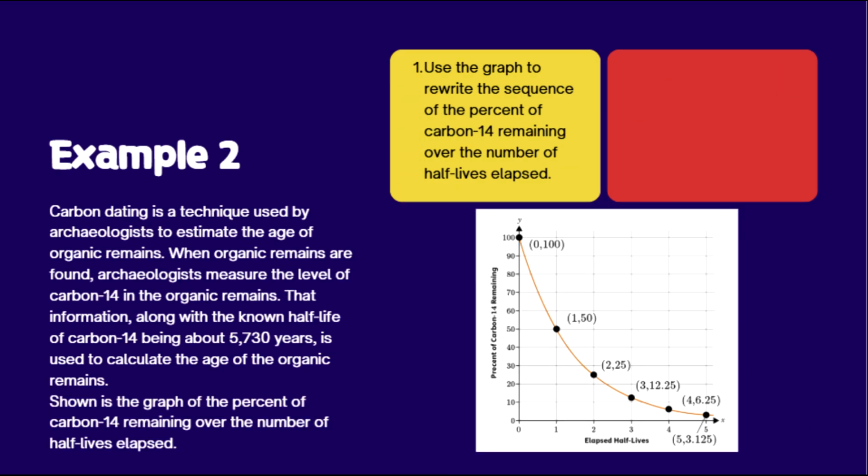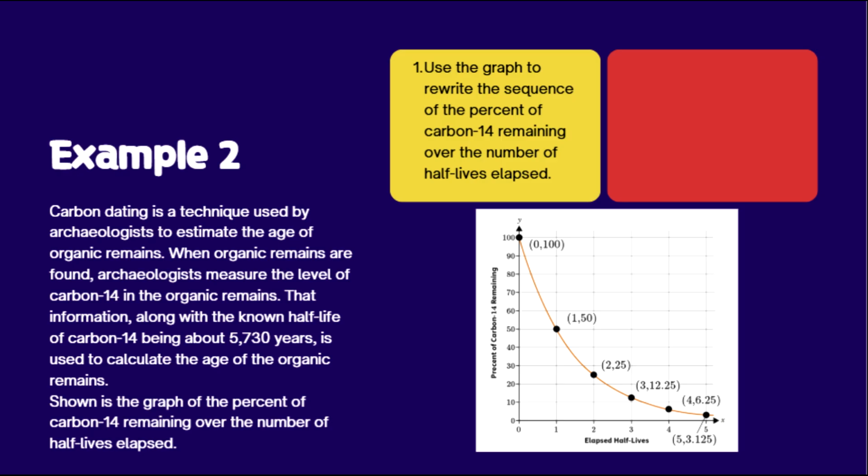Carbon dating is a technique used by archaeologists to estimate the age of organic remains. When organic remains are found, archaeologists measure the level of carbon-14 in the organic remains. That information, along with the known half-life of carbon-14 being about 5,730 years, is used to calculate the age of the organic remains. This is how scientists estimate how old dinosaur remains are. Okay, this is a very frequently used thing in biology.